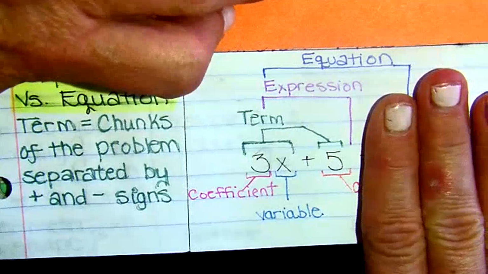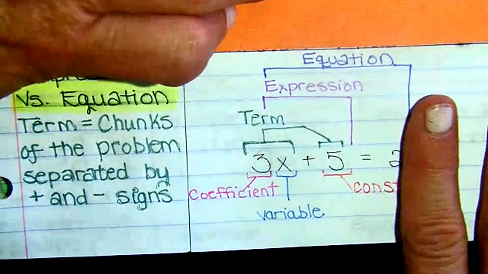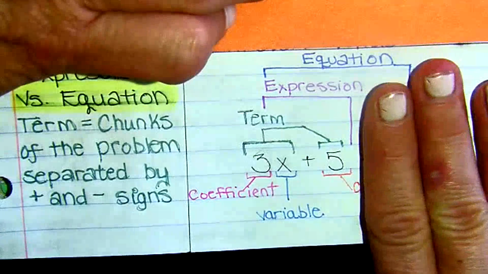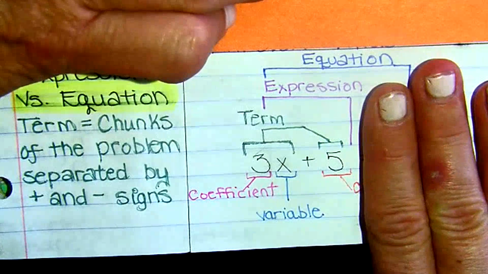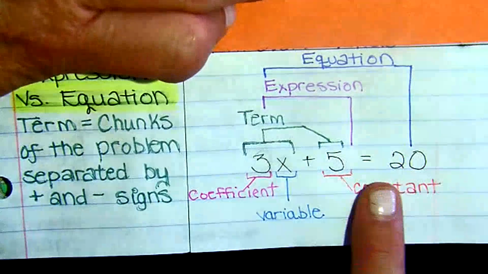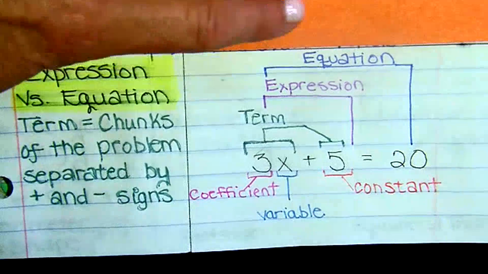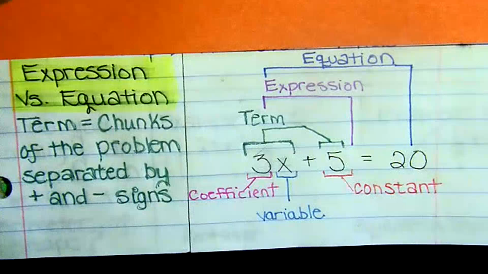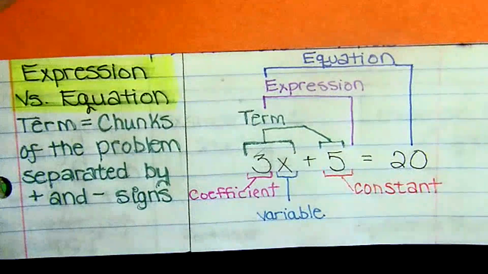So when there's no equal sign, there's an expression. As soon as I put the equal sign on there, it becomes an equation. What we do with expressions is we simplify them. And what we do with equations is we solve them. So that is your introduction to our new unit, which is linear equations.